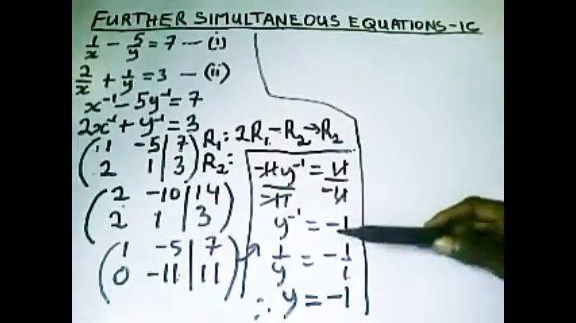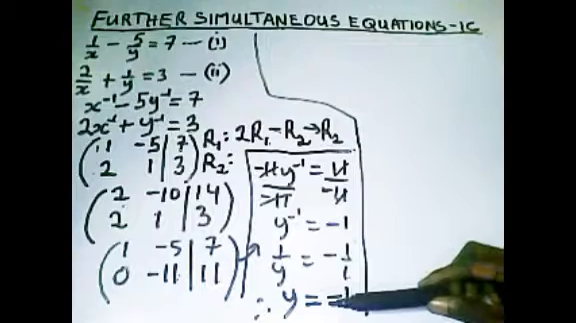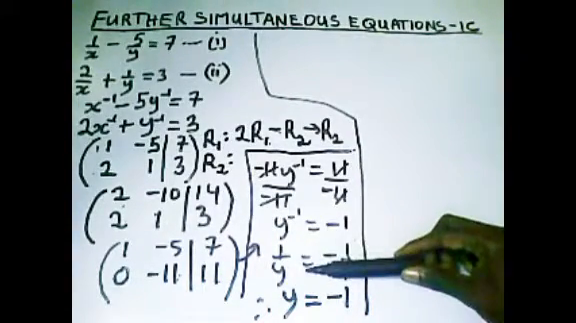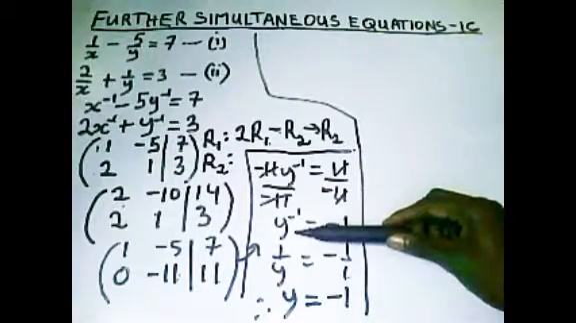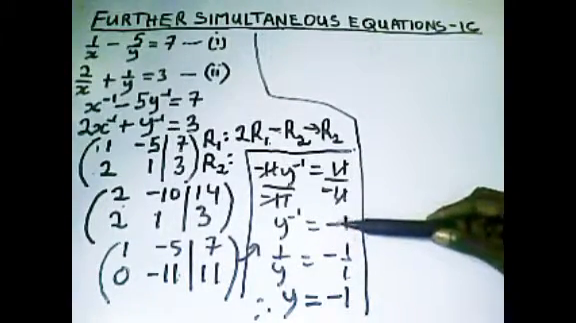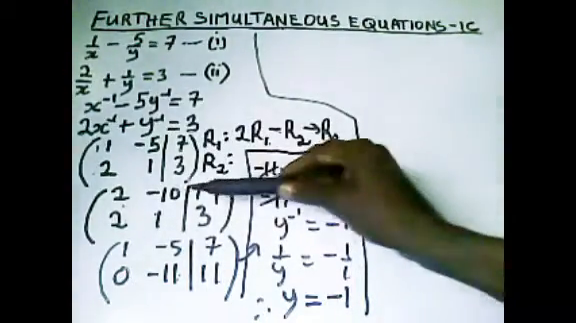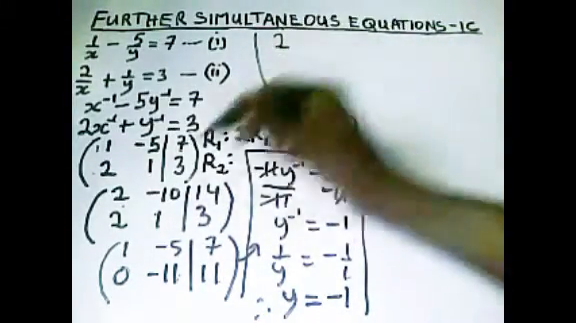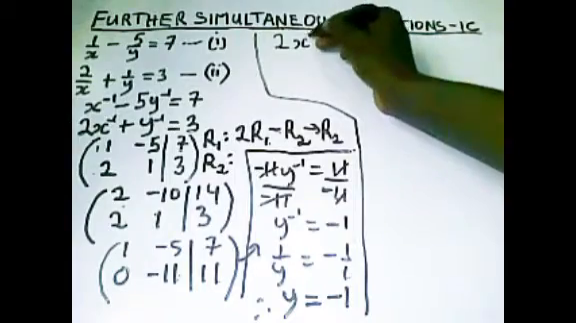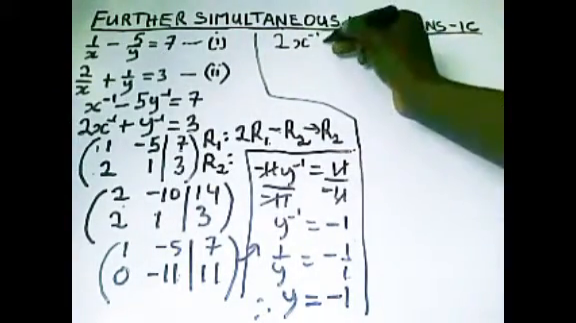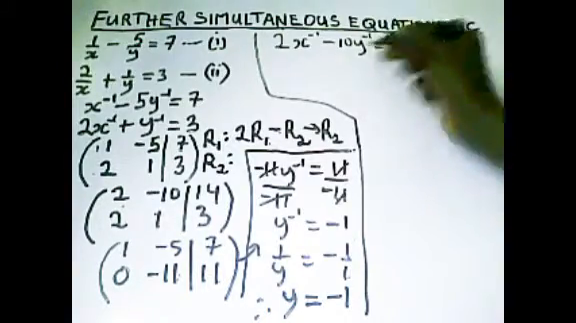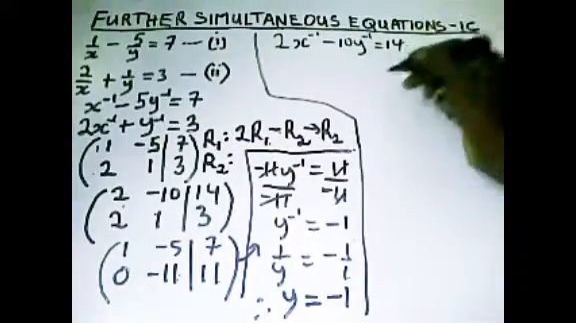So what does that mean? We take this value, either we use y equals to minus 1, but I would prefer we use 1 upon y, which is y power minus 1 equals to minus 1. We are going to use it to replace the value for y in this equation here. So we have 2x power minus 1, then minus 10y power minus 1 equals to what? 14.